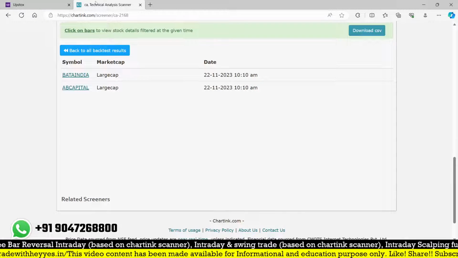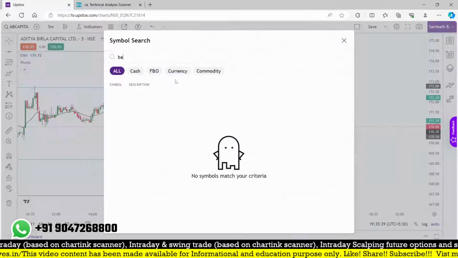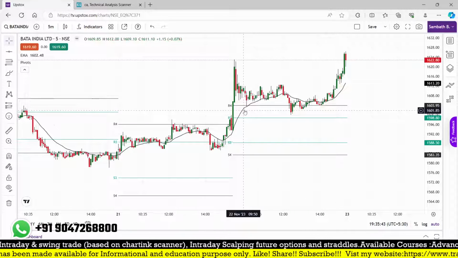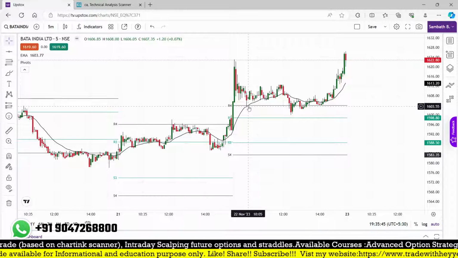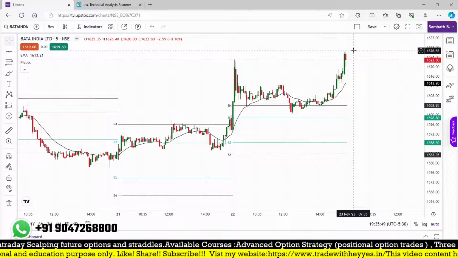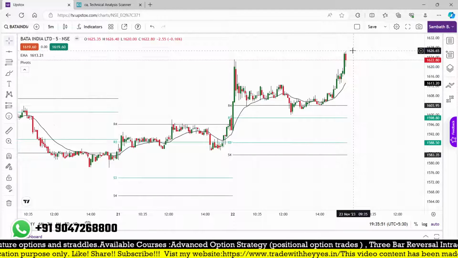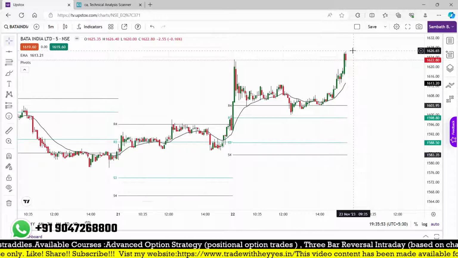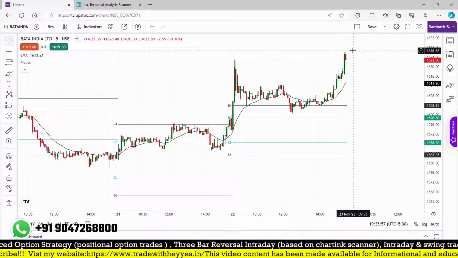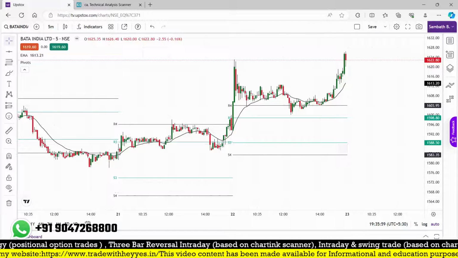But let me check that in a live market, Bata India. So that was working good. So at this moment around 10:10, it is giving you the opportunity. From that point it was working. So if you already have this, my students, you can backtest with this scanner, and let me know how it works on intraday, but it works better on positional.